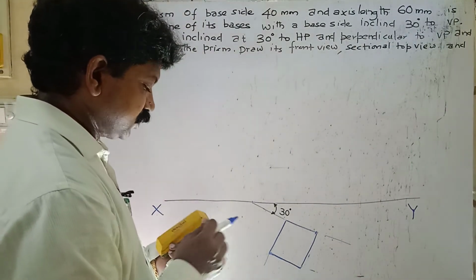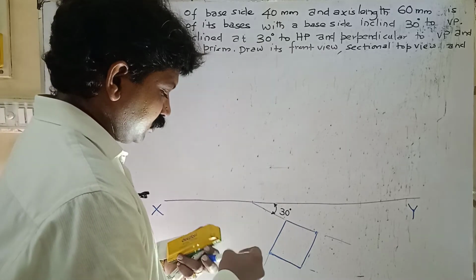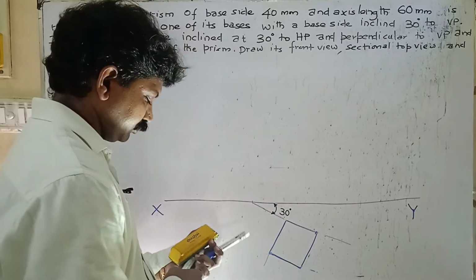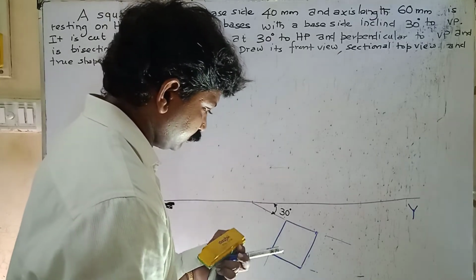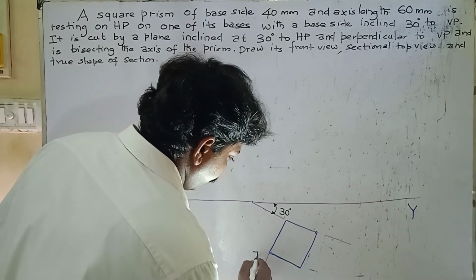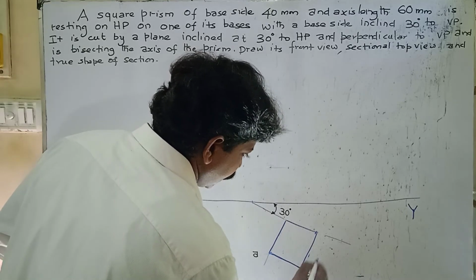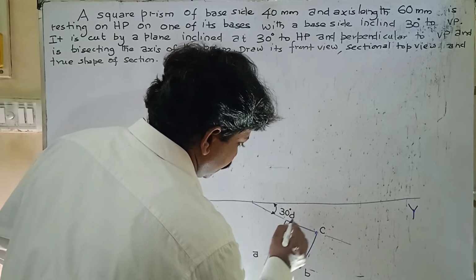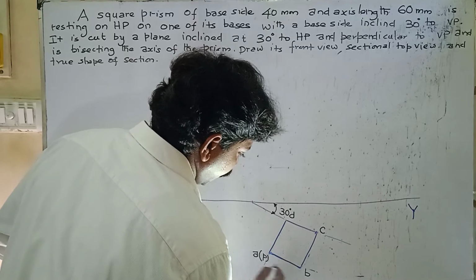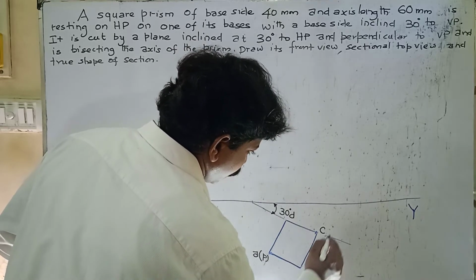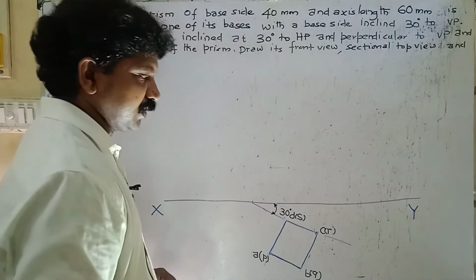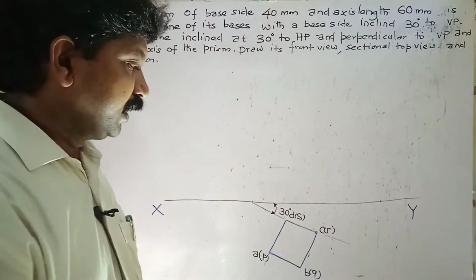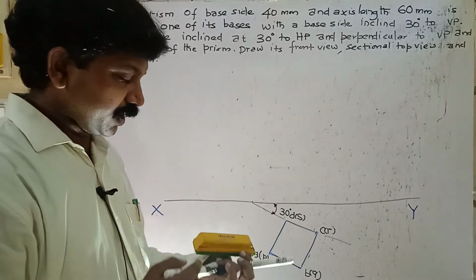This is a square prism, so two bases are available. So give the naming of the view: A, B, C, D, and inside the bracket P, Q, R, S. So the top base is represented by the letters A, B, C, D, and the bottom base is represented by P, Q, R, S.